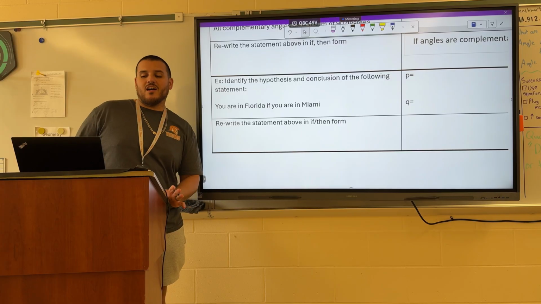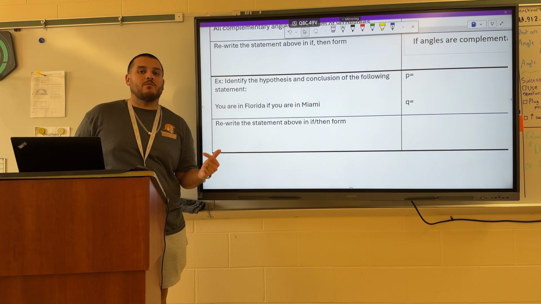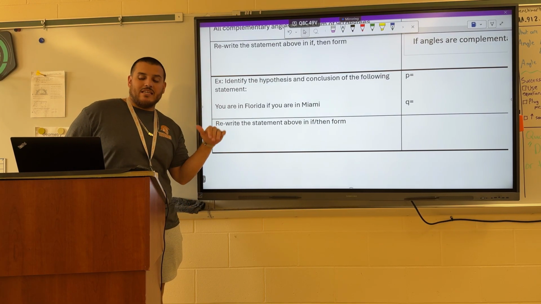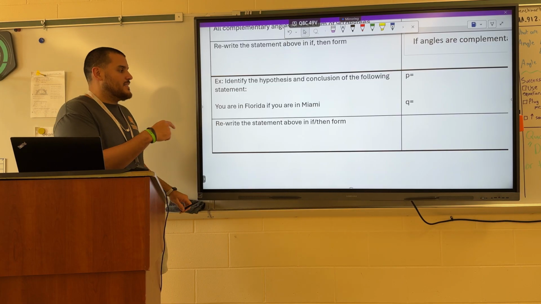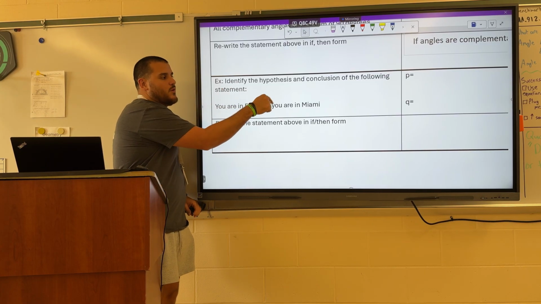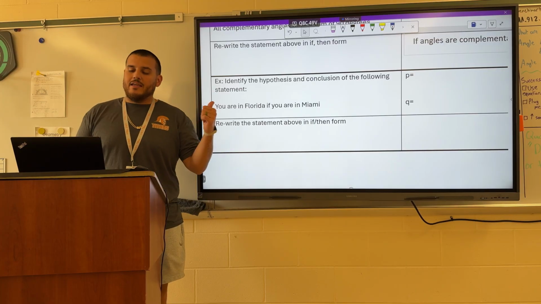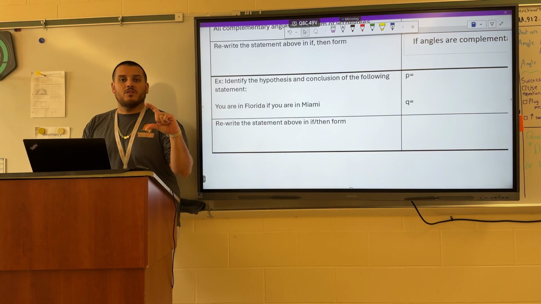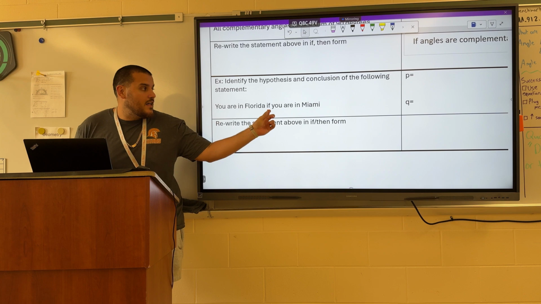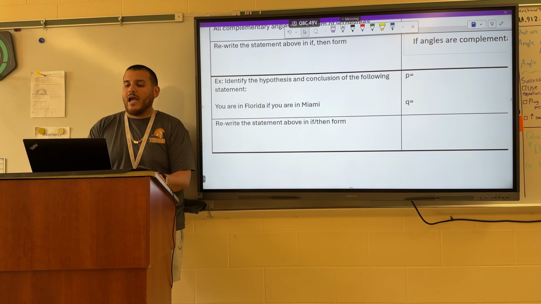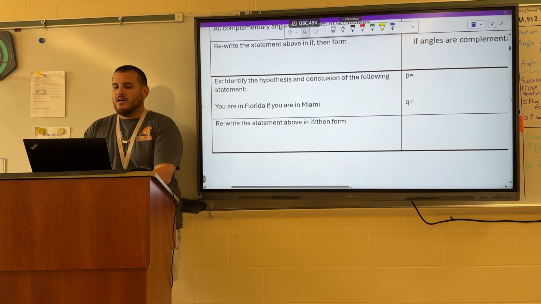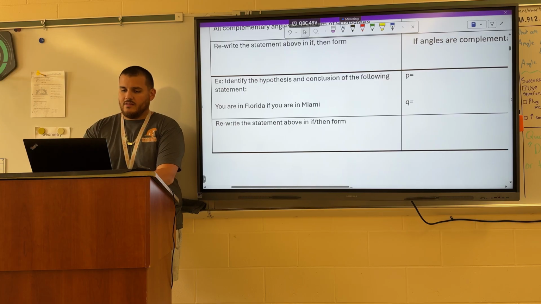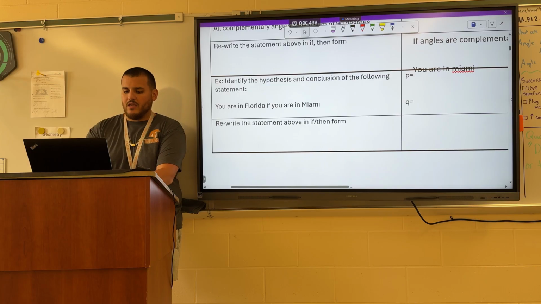Now, we don't always want to get caught up in thinking that the hypothesis has to come first. As we see in the next example, that is not always the case. This statement says, you are in Florida if you are in Miami. The hypothesis, again, we want to associate with the word if. And so following if here is you are in Miami, that would be the hypothesis of this statement. You are in Miami. And the conclusion then would be you are in Florida.